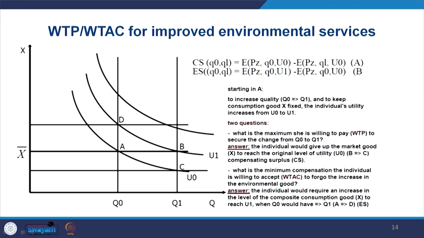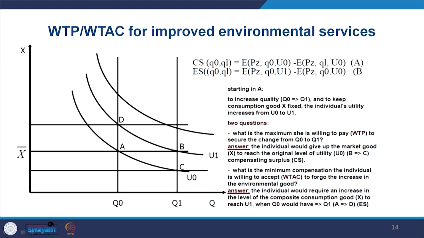and how much is the equivalent surplus. Here, what is the maximum amount she or he is willing to pay to secure the change from Q0 to Q1? In that case the individual would be willing to make the goods X reach the original utility U0 from B to C.